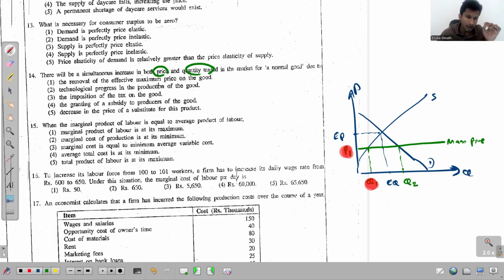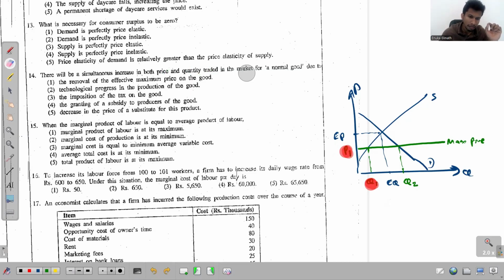When this effective maximum price is imposed, that will definitely be a price lower than the equilibrium price. So that is the market price. And when the effective maximum price is imposed, the quantity demanded increases to Q2, but the producers are supplying only this amount of Q1, so Q1 is the quantity that is traded in the market right now.